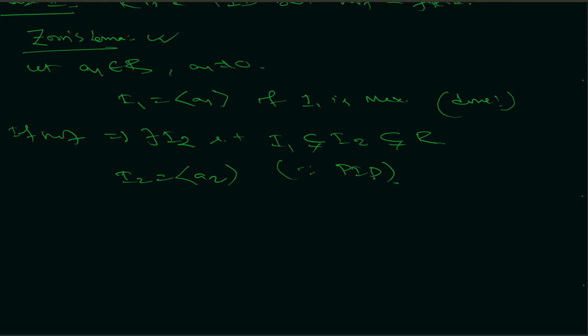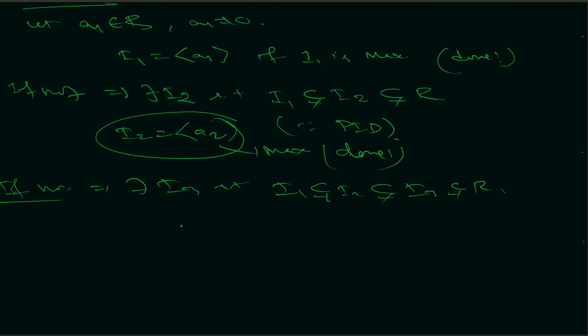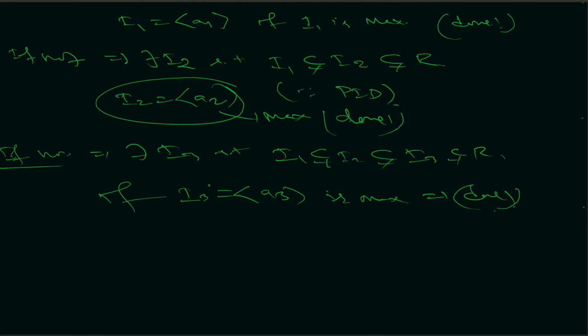If I2 is maximal, then done. If not, there exists an I3 such that I1 is properly contained in I2, which is properly contained in I3, which is properly contained in R. Okay. I3 will be generated by some single element a3. If this is maximal, then done. If not, I will keep continuing this.